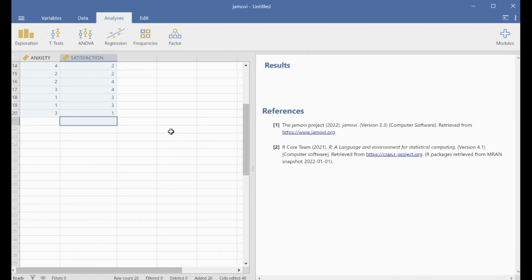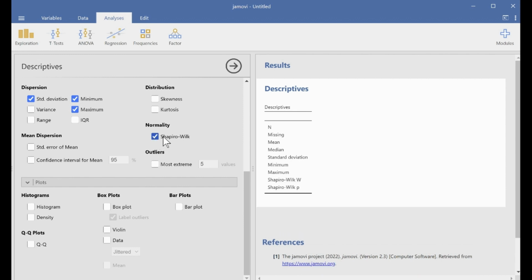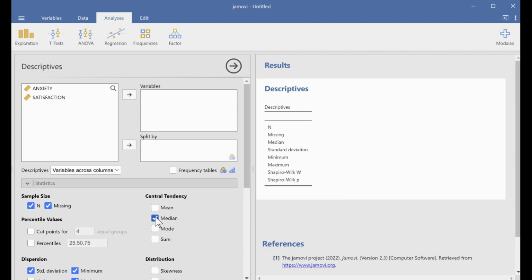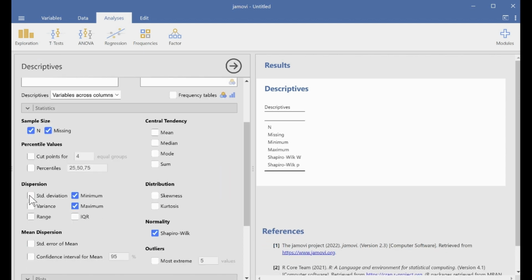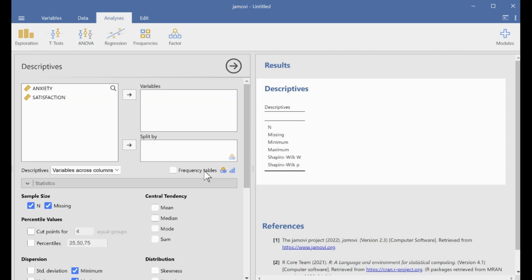So the first thing we're going to do is we do need these variables not only to be interval, but to be normally distributed. So the first thing we're going to do is we're just going to check that these are normally distributed. So I'm going to open up exploration descriptives. The thing that interests me here is the Shapiro-Wilk. I don't need a mean or a median. I don't need a standard deviation. It is worthwhile looking at the n and missing, the number of people who did this. We're looking at the minimum and maximum just to make sure that the scale is actually correct.